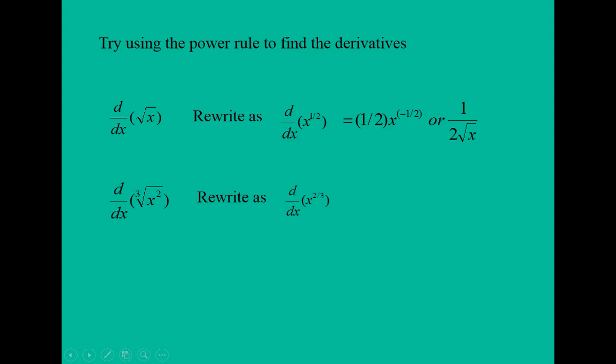Here's another one. We can rewrite this as x to the 2/3 and then use the power rule. So bring the 2/3 down in front, subtract 1 from the exponent, and again we would rewrite this one with a positive exponent, so it would end up being 2 divided by 3x to the 1/3, which is 2 all over 3 times the cubed root of x.